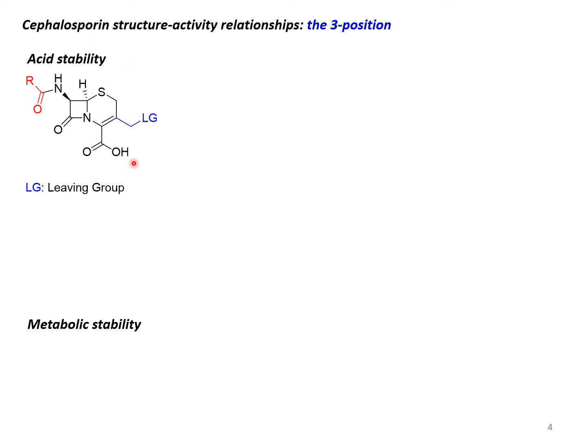Now, the nature of the substituent on position 3, as discussed before, affects mainly acidic and metabolic stability, which are reflected on oral bioavailability, thus the possibility of the drug to be given orally. There are a few exceptions that we will encounter later, but generally speaking, having a good leaving group attached to position 3 via a carbon will facilitate the easiness of breaking a beta-lactam in acidic conditions, which will render the cephalosporin unstable, thus orally inactive.